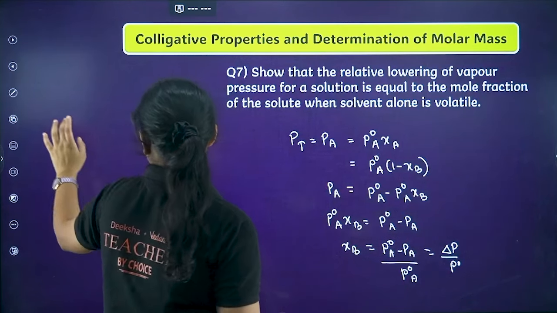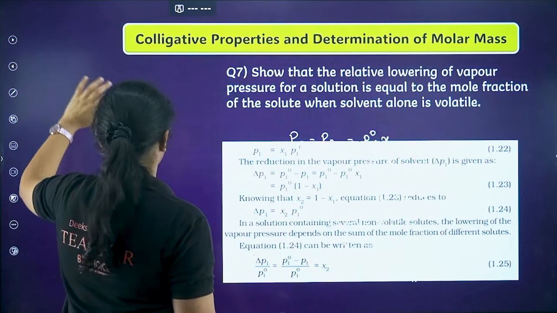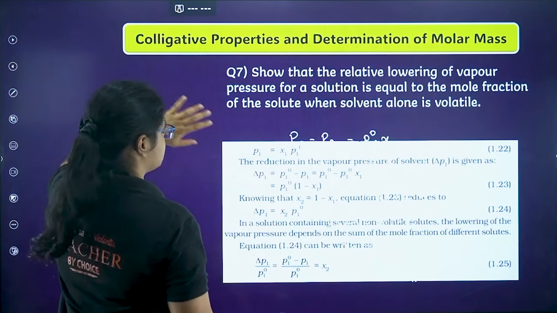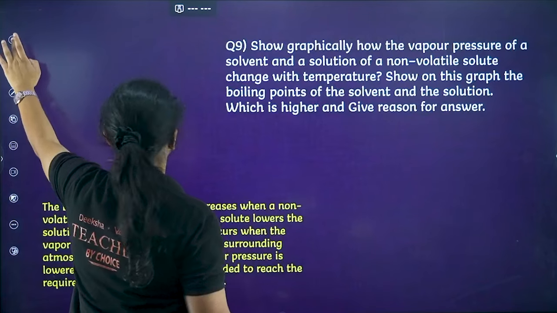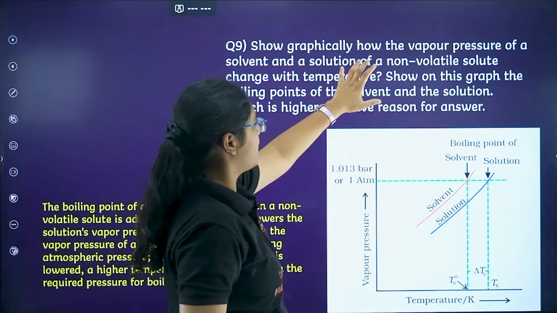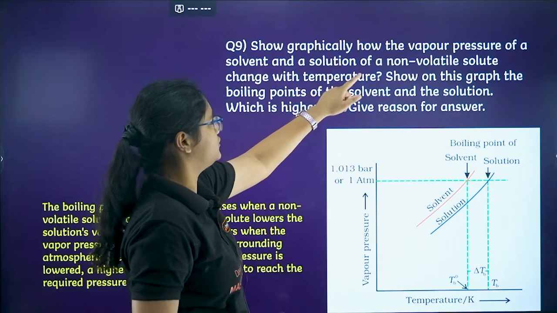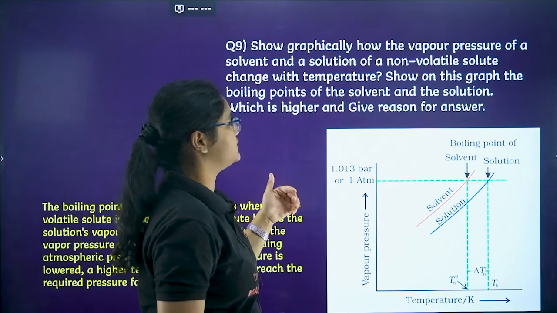So yes, I'll go to the next question. You can just see this in the book, and also I have derived it, so you can use that also. Okay, next question is, show graphically how the vapor pressure of a solvent and solution of a non-volatile solute changes with temperature.